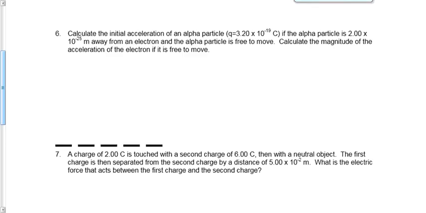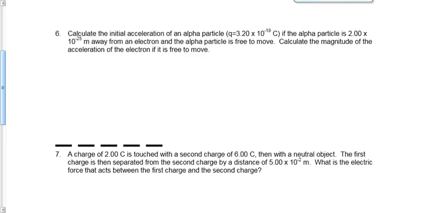Listen, if you see something like this, you don't know what it is, you don't know what the mass is, what the charge is, look on your data sheet. All that information you need is on your data sheet. I gave you the charge in this question, but it's on your data sheet if you need it. Calculate the acceleration of this alpha particle if it is this far away from the electron and the alpha particle is free to move. We want to know the acceleration of the electron if it is free to move.